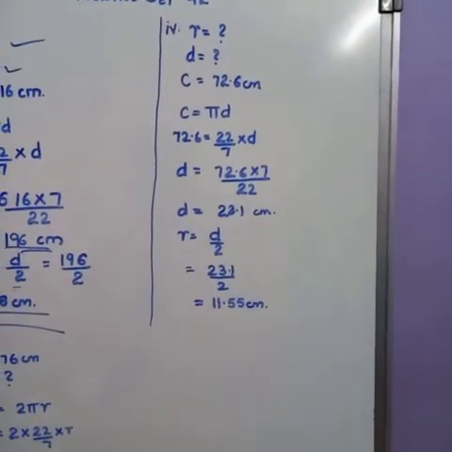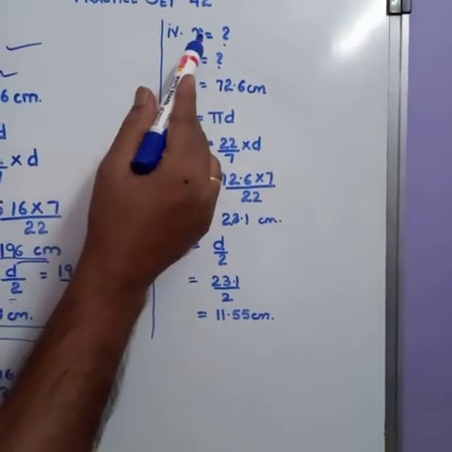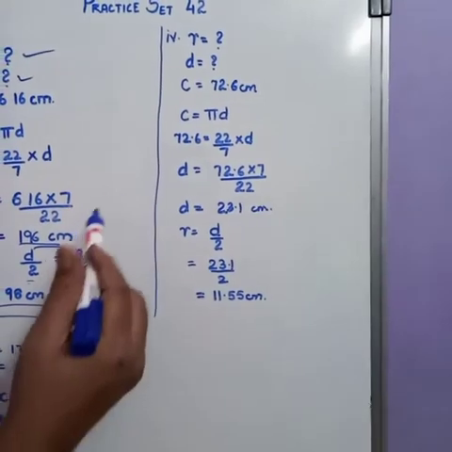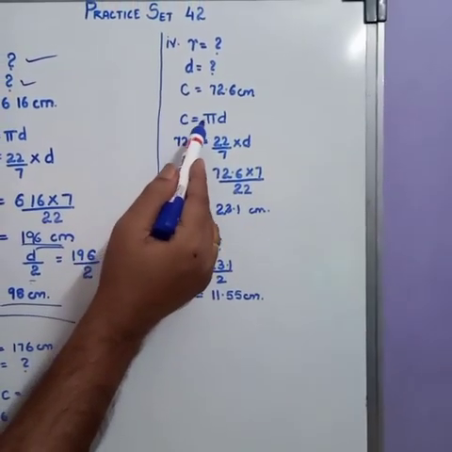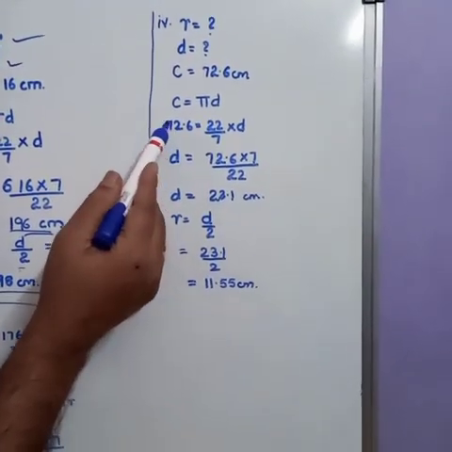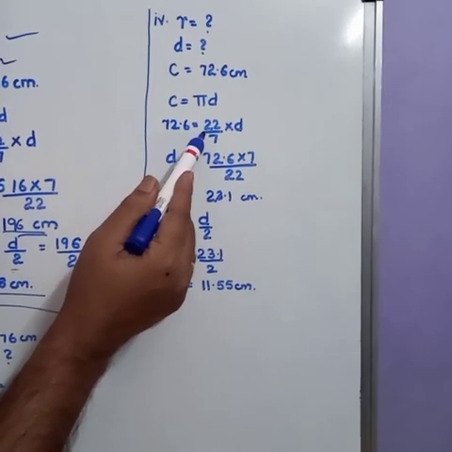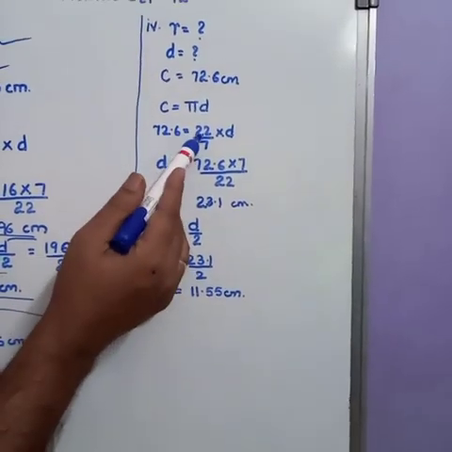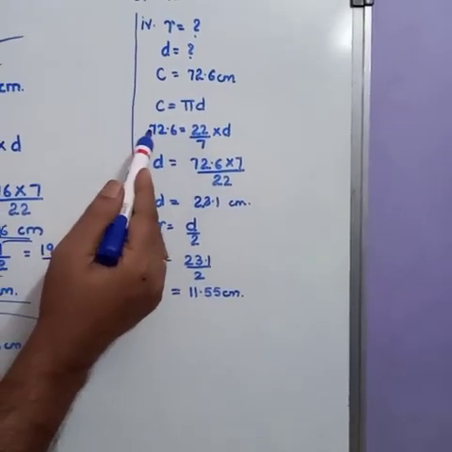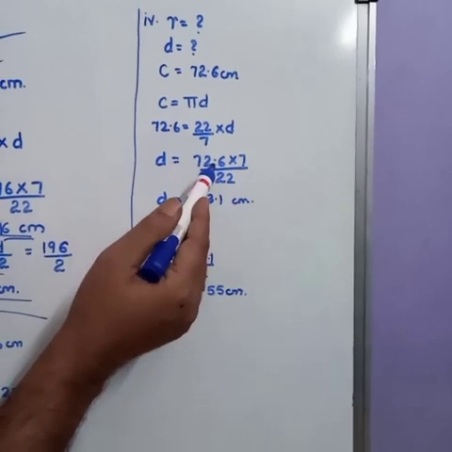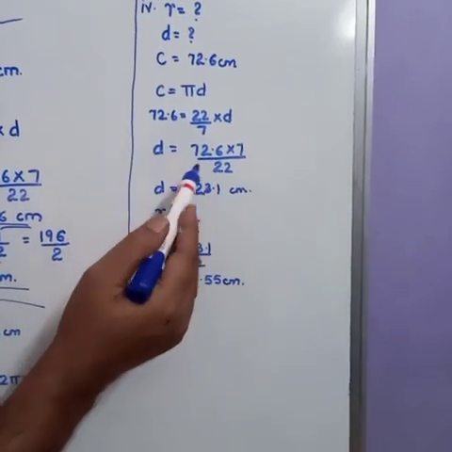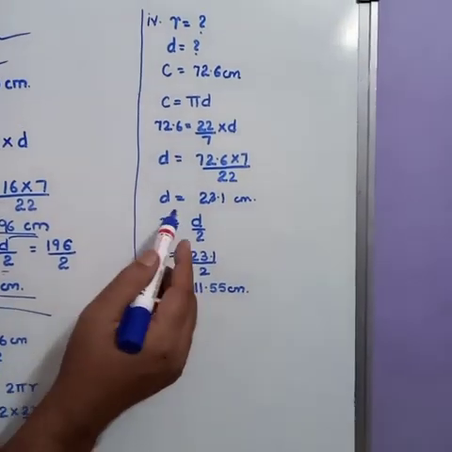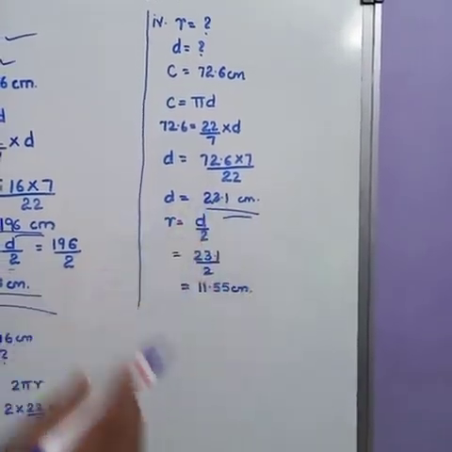In the same way, in the fourth sum, also radius is not given, diameter is not given, circumference is 72.6. We are using the same formula, circumference is equal to pi d. So circumference we are taking 72.6, pi 22 upon 7, into diameter. 22 upon 7 we are taking to the left hand side towards 72.6. When it goes to that side, it becomes reciprocal again. So 72.6 into 7 upon 22. So we get diameter as 23.1.